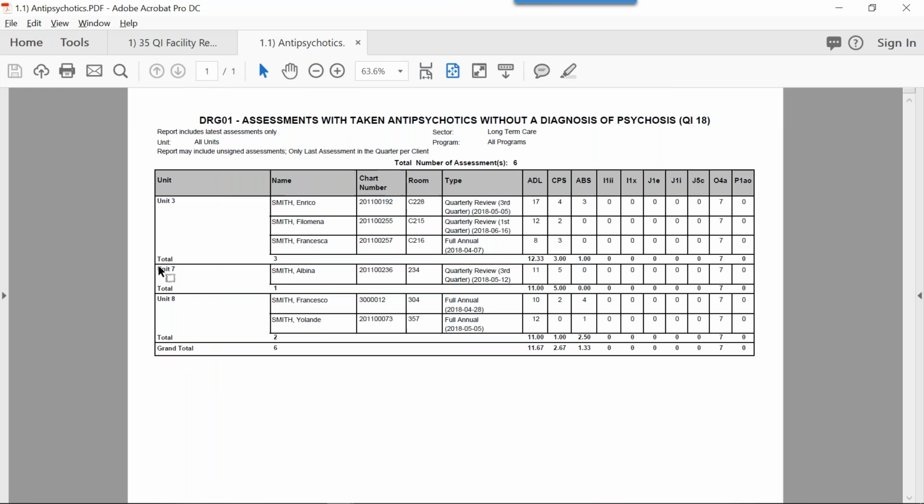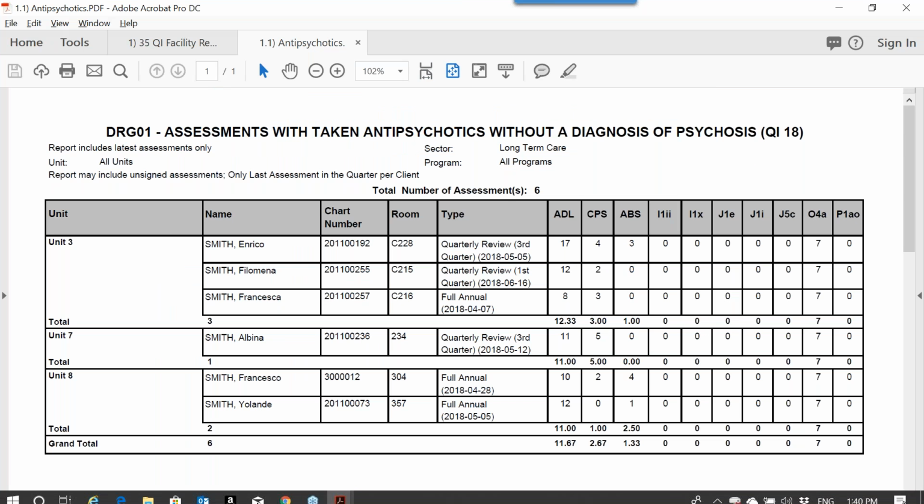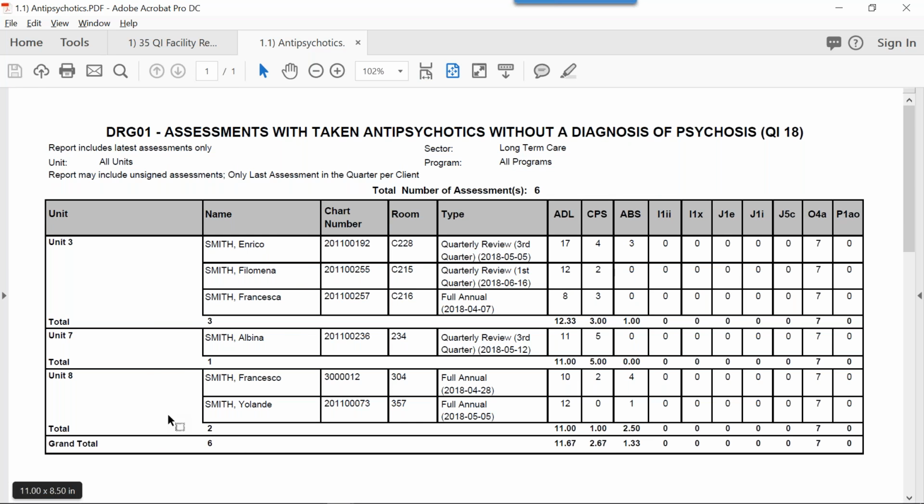I only had 6 people, so these are the 6 people. You can see that 3 out of the 6 are on Unit 3, only 1 person from Unit 7, and 2 people from Unit 8. And then here's the actual indicators.